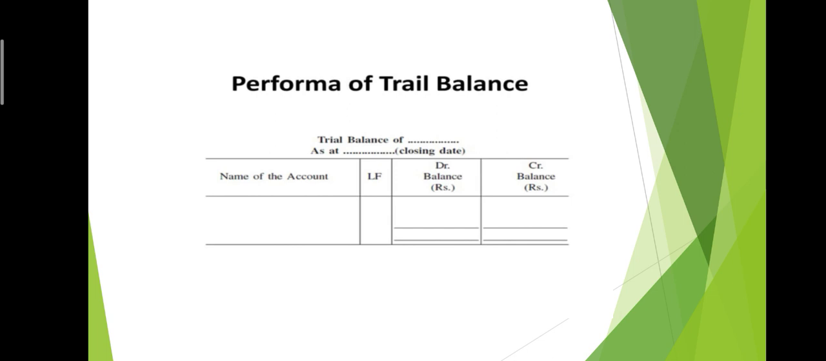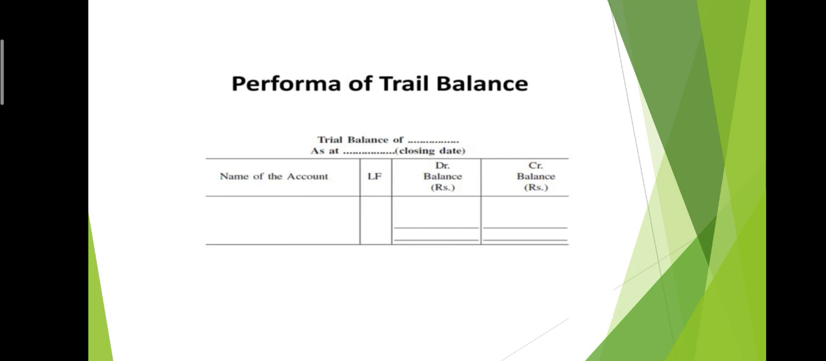From the above specimen format, it is clear that the trial balance consists of 5 columns. The first column is the serial number column, in which the serial number of each item is mentioned. The second column is the name of the account column, in which the names of all the accounts in the ledger and the cash book are listed in the order in which they appear in the ledger.